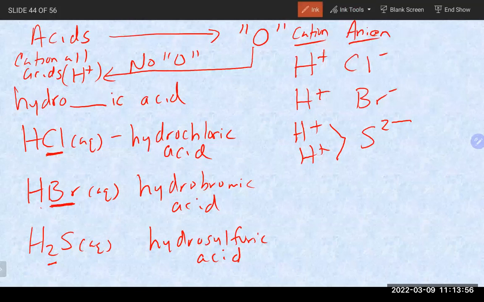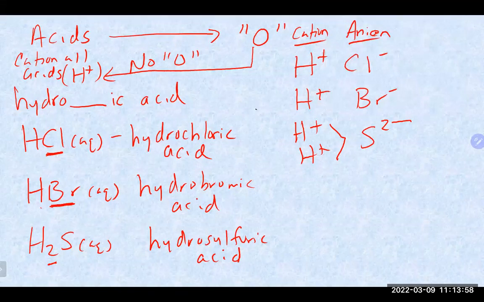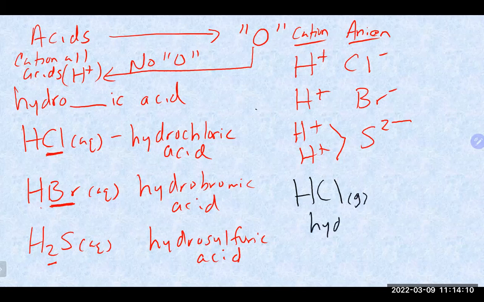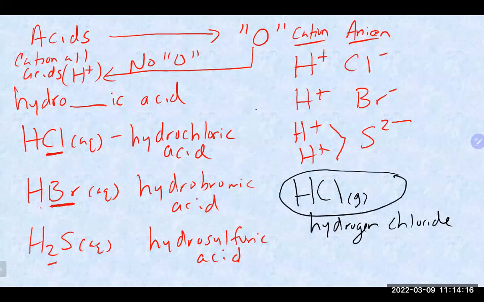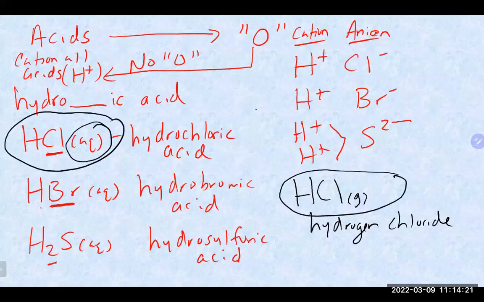Now, if you remember earlier on when we were talking about type 3, we talked about hydrogen and some unusual ways we name hydrogen. If we have HCl like this, and it is, say, a gas, we would call this hydrogen chloride. So what is the difference between HCl that's a gas and HCl that is AQ? AQ means aqueous. It means it's a solution.